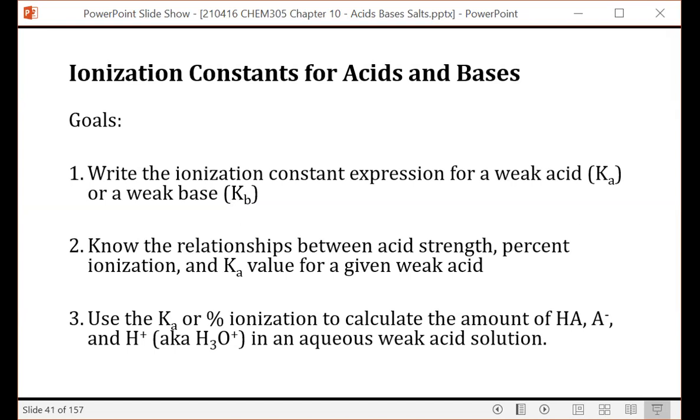We'd like you to be able to know and describe the relationships between acid strength, percent ionization, and Ka value for a given weak acid, and then use the Ka value, or the percent ionization, to calculate the concentration or amount of weak acid HA, conjugate base A-, and protons or H3O+ hydronium ion in a weak acid solution.